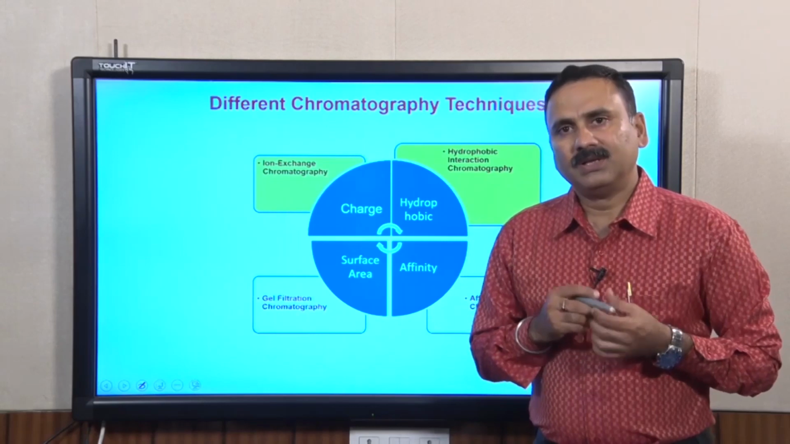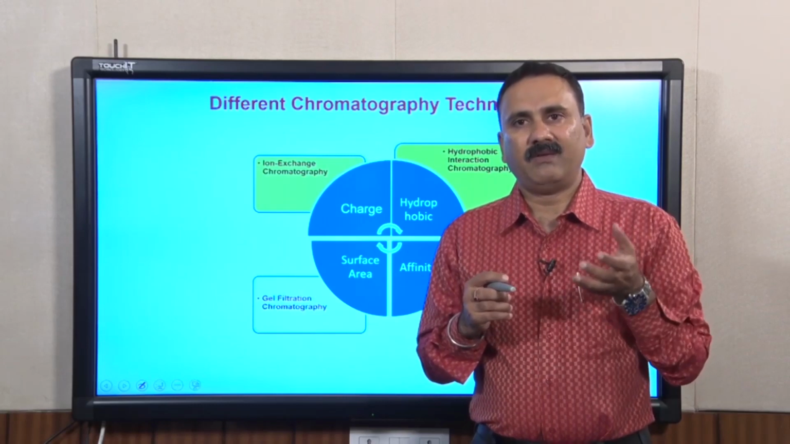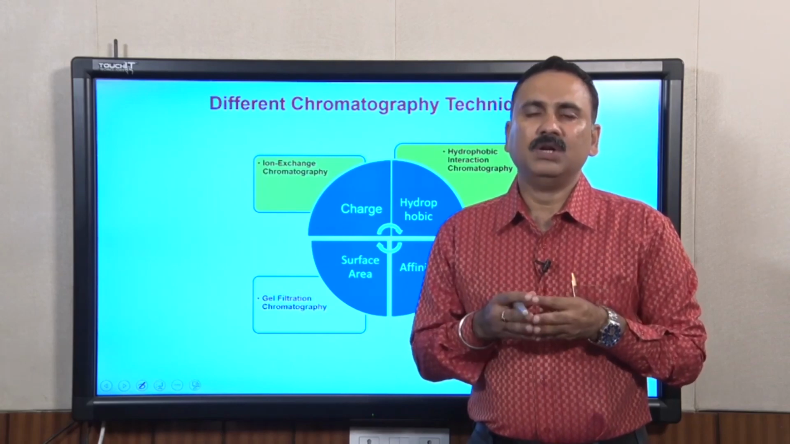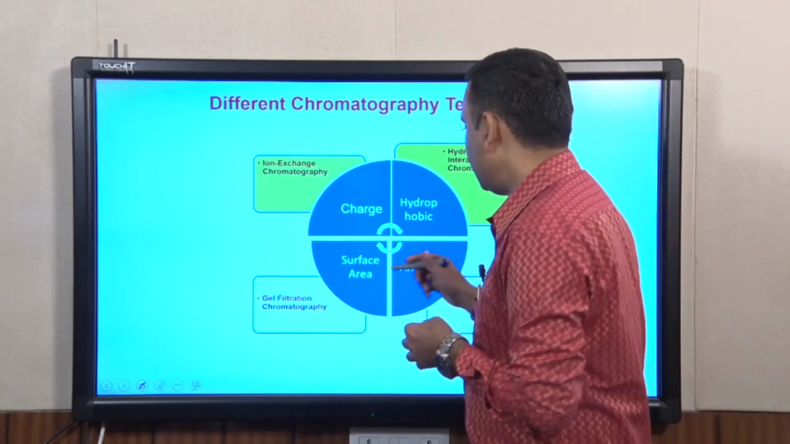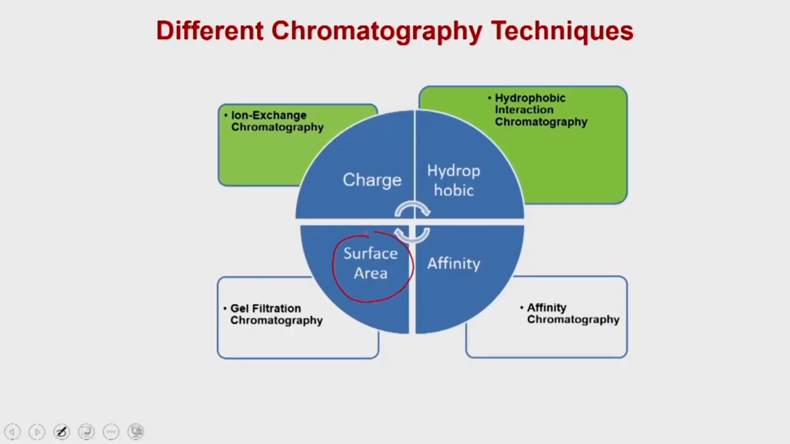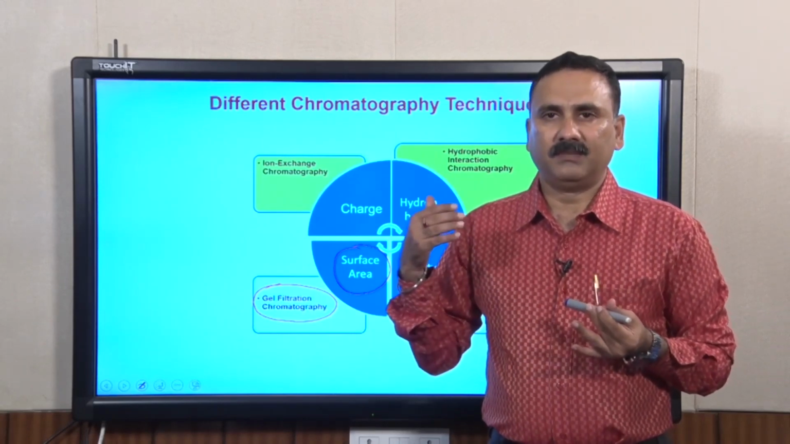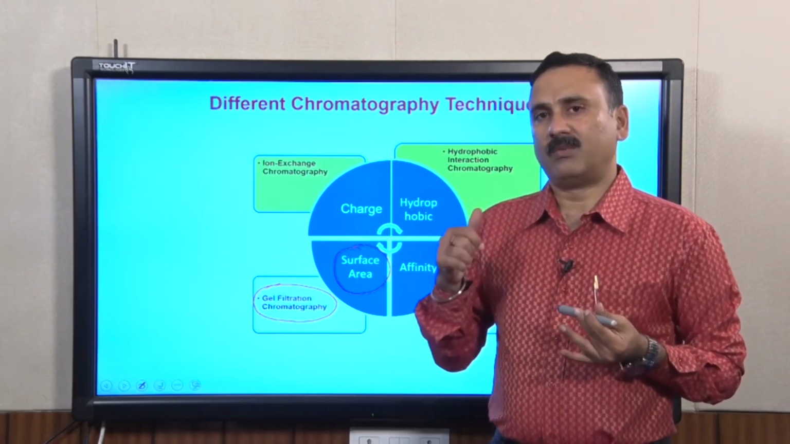Now, let us move on to the third property, and the third property is that the proteins have a surface area which can be utilized to purify as well as to characterize a particular protein, and the technique related to the surface area is known as gel filtration chromatography. Now, before going into the details of gel filtration chromatography, let us discuss how we can exploit the surface area of a protein to characterize the particular protein as well as how that can be used to purify different proteins from a complex mixture.